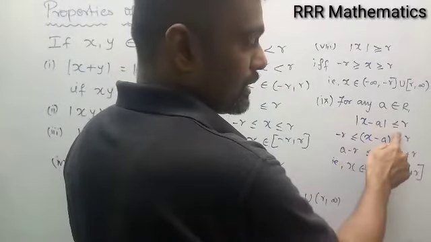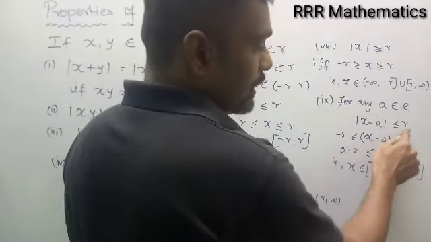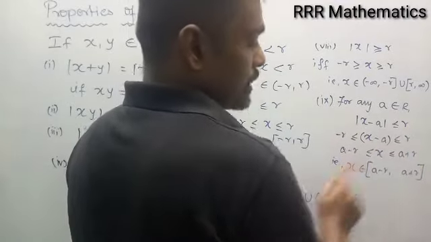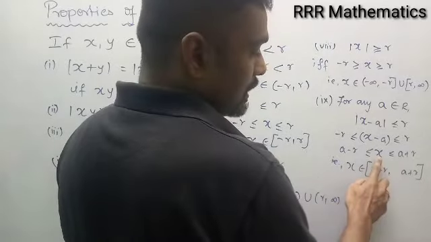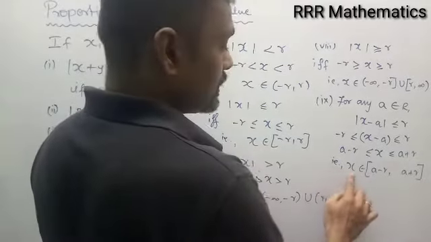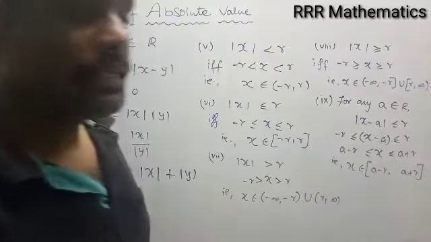Modulus of x minus a less than or equal to r. So inside the modulus, the same sign will come on both sides. I have r negative to positive. So when this minus a comes here, plus a on both sides. Therefore in this case x lies between a minus r to a plus r, closed interval. Is it clear?